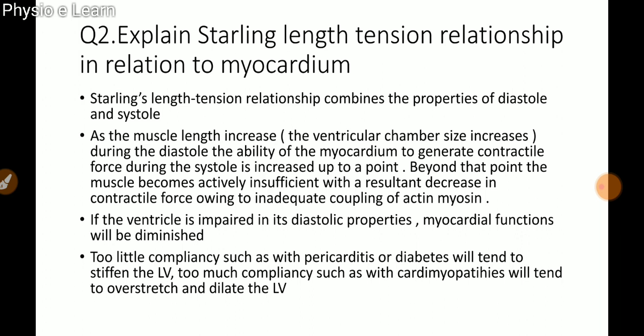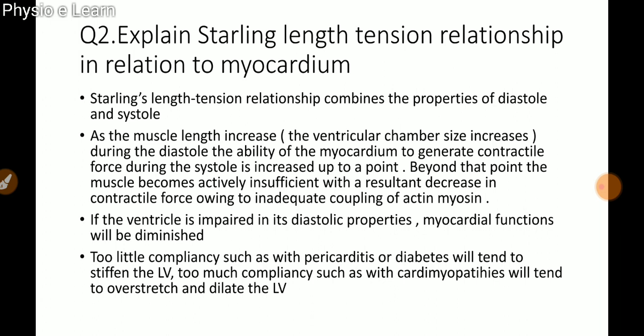Next question: explain the Starling length tension relationship in relation to the myocardium. It is also known as Starling's law. The Starling length tension relationship combines the properties of diastole and systole. As the muscle length increases, that is, as the ventricular chamber size increases during diastole, the ability of the myocardium to generate contractile force during systole is increased up to a point. This is very important: up to a point.